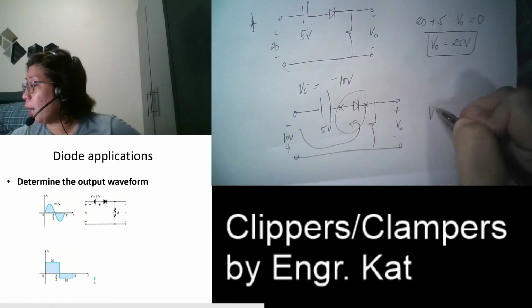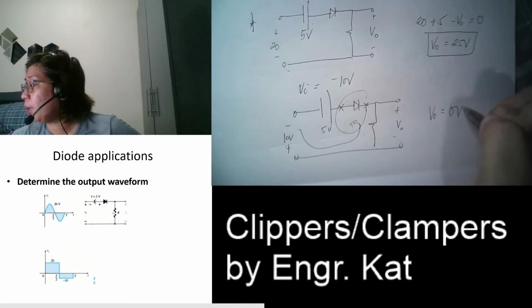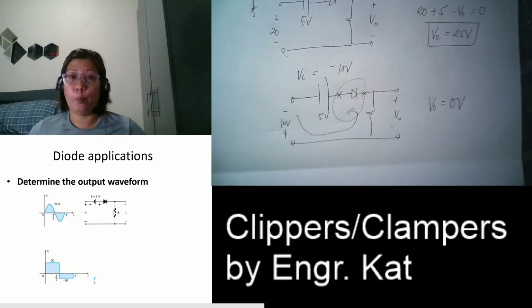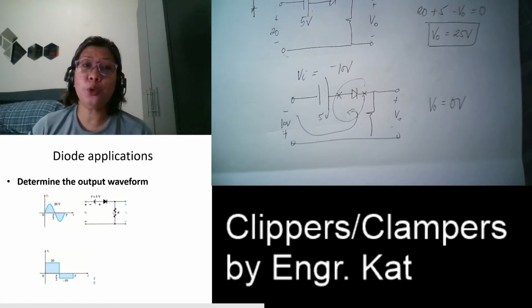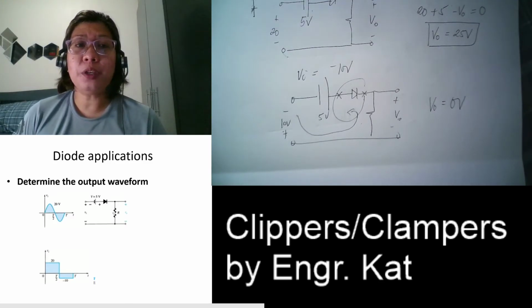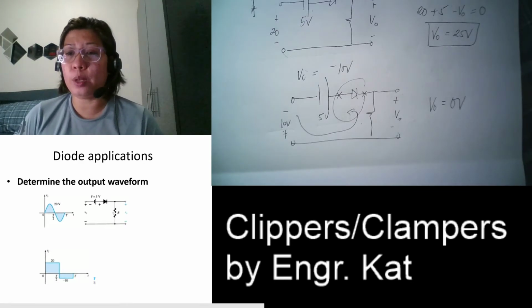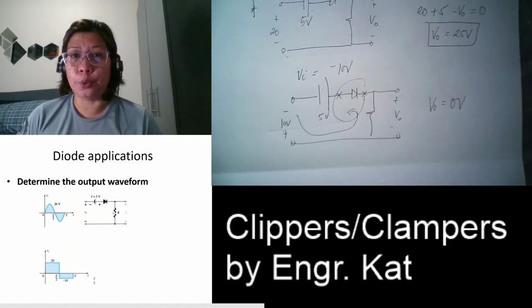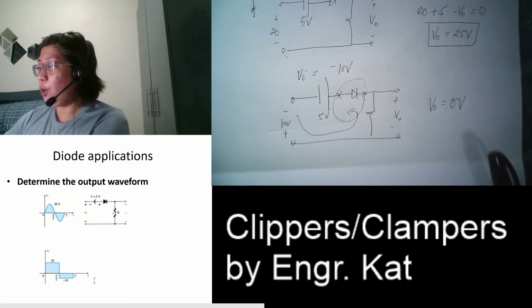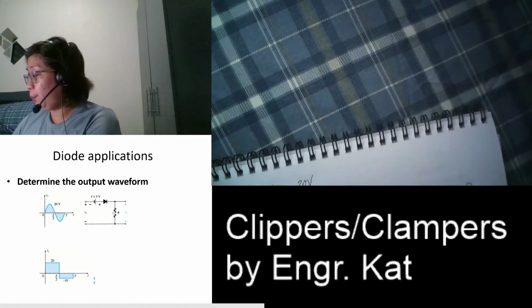Okay, so what is your output? Your output is equal to 0 since this is open. Always remember that once your diode is in reverse bias mode, automatically for series diode configuration, it is equal to 0. Okay? So finally, we can draw the output waveform.